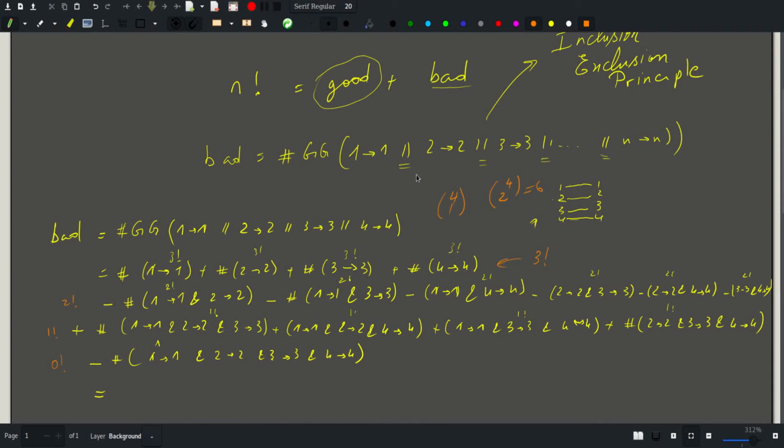And the same goes for the third row. So we are choosing 3 elements from 4 elements. This is equal to 4. And in the final row, we are choosing 4 elements from 4 elements. So this is just equal to 1.